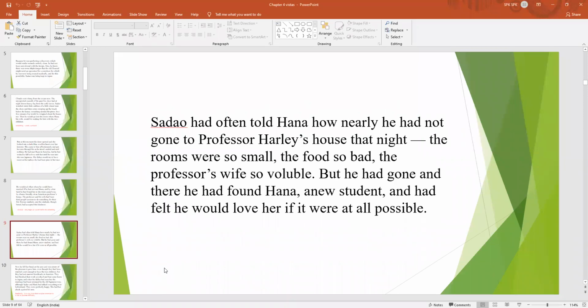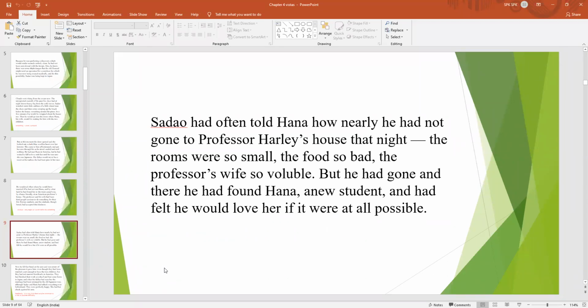Sudhir had often told Hannah how nearly he had not gone to Professor Harlot's house that night. The rooms were so small, the food so bad, Professor White so vulgar. But he had gone, and there he found Hannah, a new student, and had felt he would love her if it were at all possible.